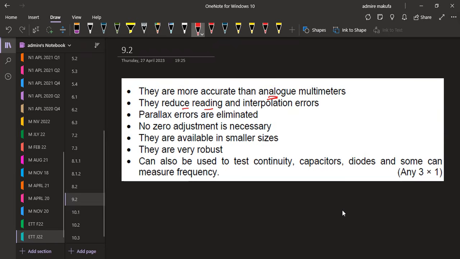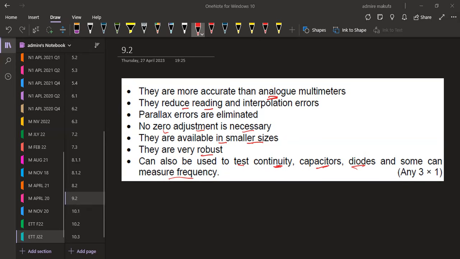All right, so we've got parallax errors are eliminated. No zero adjustment is necessary. They are available in smaller sizes. They are very robust, very strong. They also can be used to test continuity, capacitors, diodes, and some can measure frequency. So multimeters can even be extended to measure frequency, which is well advanced in our technology life today.